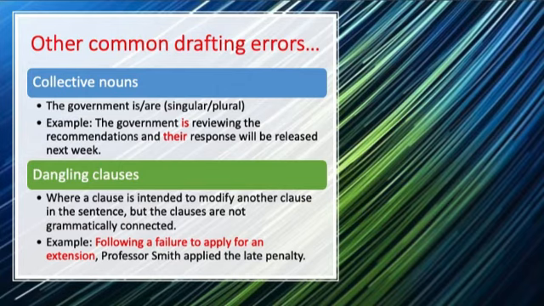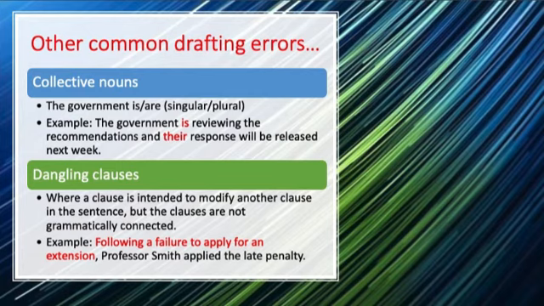And the problem with that is that the reader is left with only one choice, which is to infer that Professor Smith failed to apply for the extension, because Professor Smith is the only individual mentioned in the entire sentence. So Professor Smith is the only subject appearing in the entire sentence. And of course, you know that that's not correct. When you read that, you know that it's the student who has failed to apply for an extension, and Professor Smith is the lecturer applying the late penalty, but the sentence does not convey that to the reader.